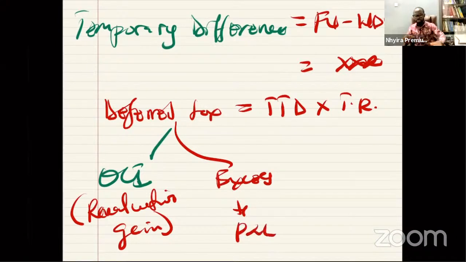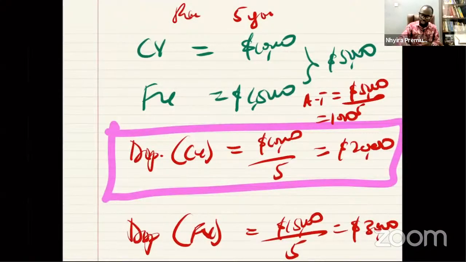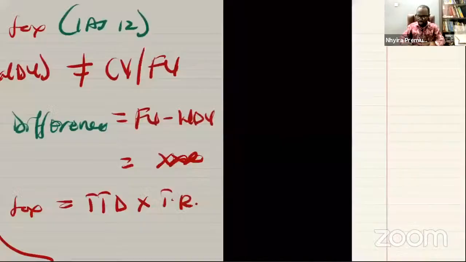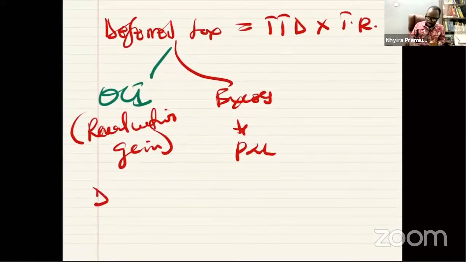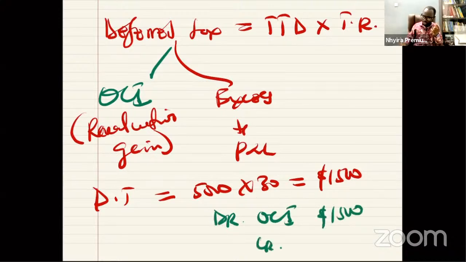I'm going to pick a question on this possibly tomorrow to explain this concept very well, because it's an interesting concept. But if, for instance, I'm referring to the illustration I used here, if the revaluation gain is 5,000 and the tax rate is 30%, the deferred tax is going to be 5,000 times 30%, and that's going to be 1,500. The double entry for that is to debit the other comprehensive income with the 1,500, and then credit deferred tax in the statement of financial position 1,500. And that is it.